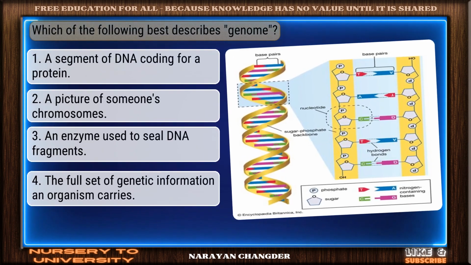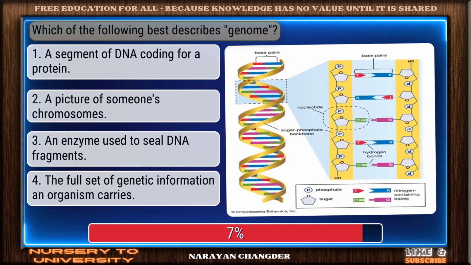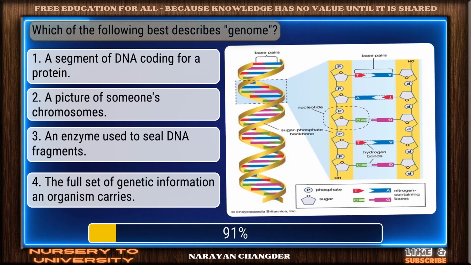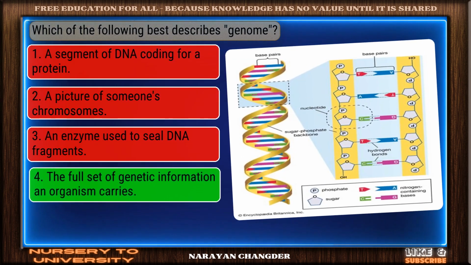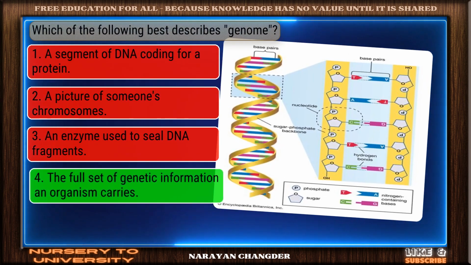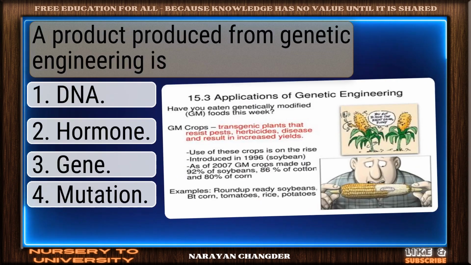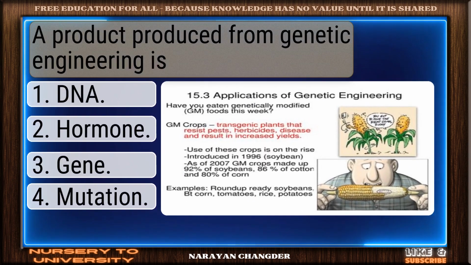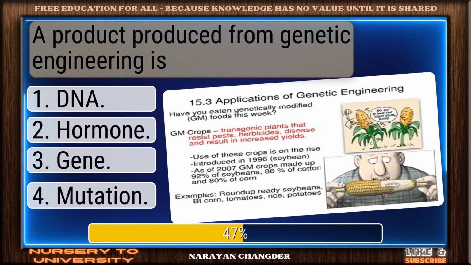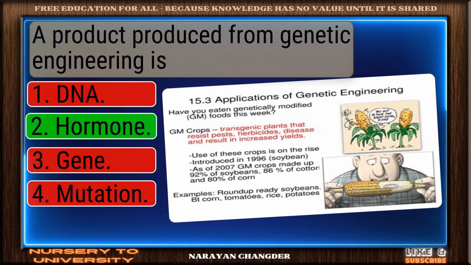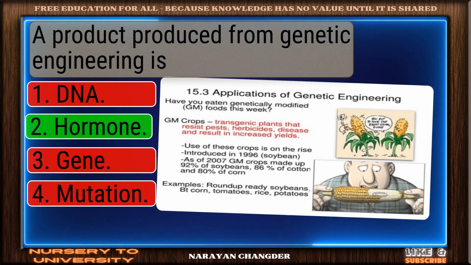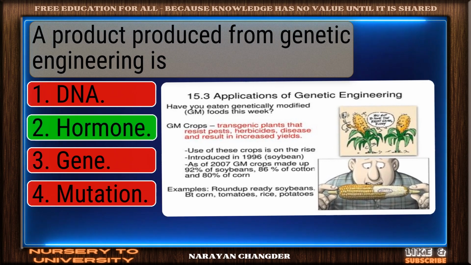Which of the following best describes genome? You chose the full set of genetic information an organism carries, and it is correct. A product produced from genetic engineering is... Nice selection. Hormone is the correct and valid answer.